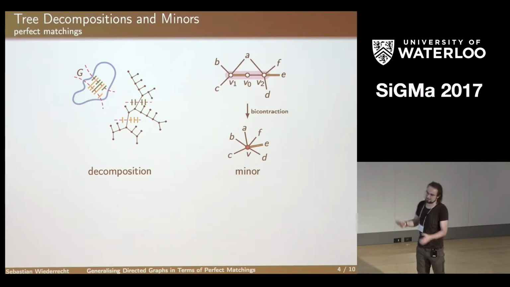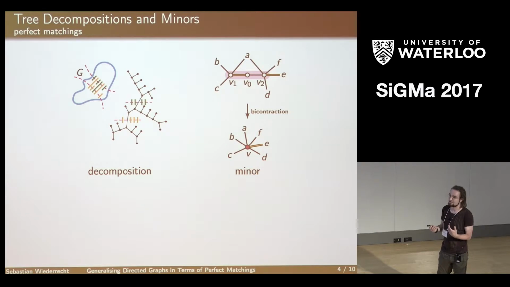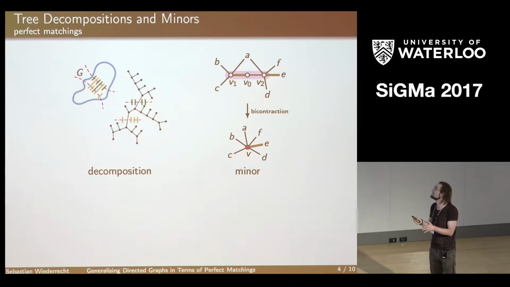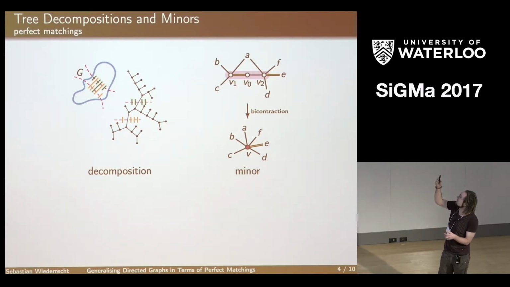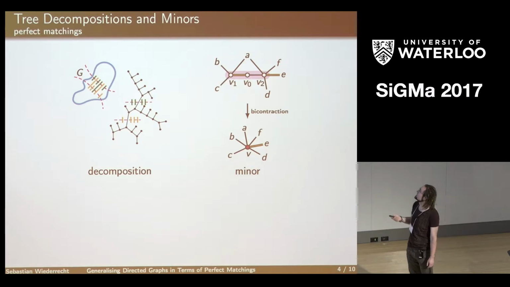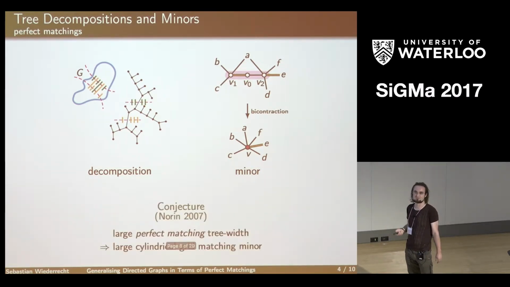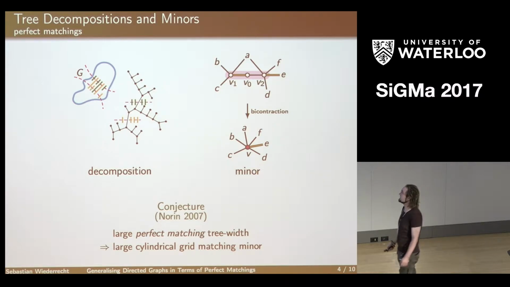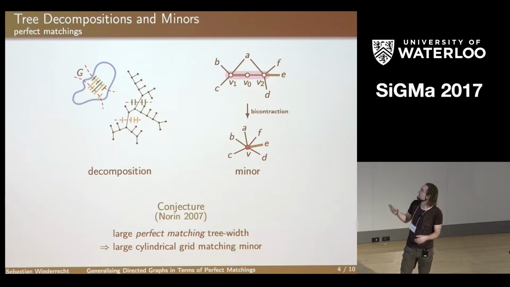And of course, we again have some notion of what a minor is. And now we have to be more careful. We are only allowed to contract two edges at once because we want to preserve the property of perfect matchings being in existence. And we are only allowed to contract exactly the two edges that are incident with a vertex of degree exactly 2. And this is what we call a bicontraction, and the result is a matching minor. And it comes as no surprise that connected to this, we have, again, at least the conjecture of a grid theorem. So if we have large perfect matching tree width, we hope to find a cylindrical grid as a matching minor.